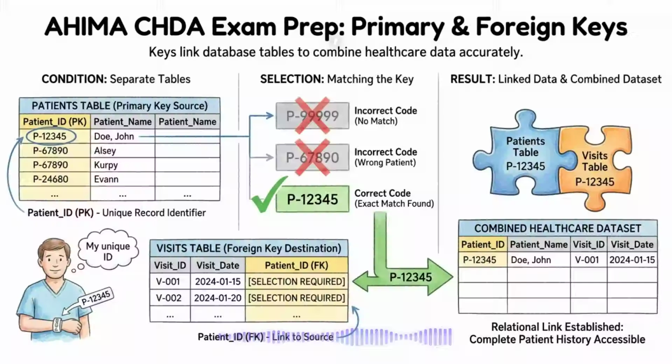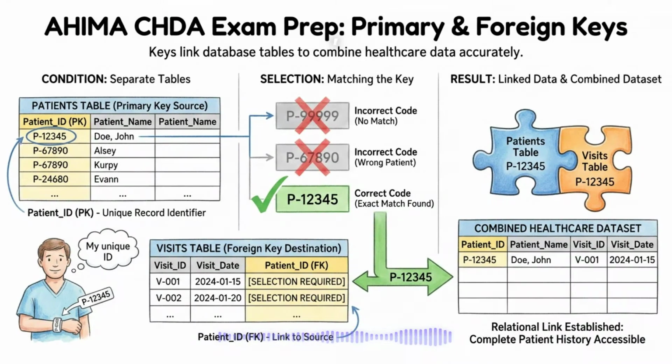To connect these database tables together accurately, relational databases use special identifiers known as primary keys and foreign keys. A primary key is a completely unique identifier for a specific record in a table, much like a patient's unique medical record number. A foreign key is simply that exact same unique identifier appearing in a different table to create a link back to the original record.